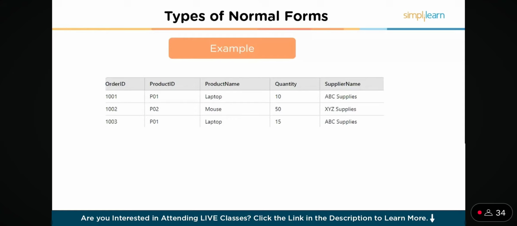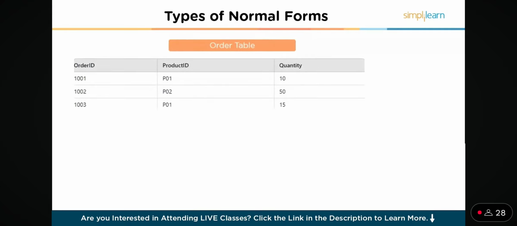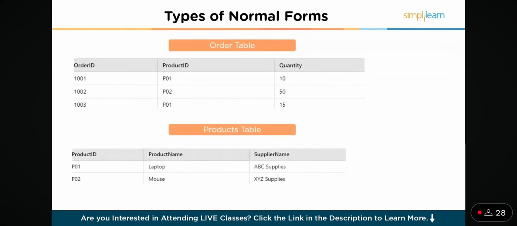The problem with this table is the partial dependency. The product name and the supplier name depend only on product ID, not the entire primary key, which is order ID and product ID. This violates 2NF. Converting to second normal form, to bring the table into 2NF, we separate the data into two tables to remove partial dependencies: order table and the product table. No partial dependency in the order table. Quantity is fully dependent on both order ID and product ID. In the product table, product name and supplier name are dependent only on the product ID.